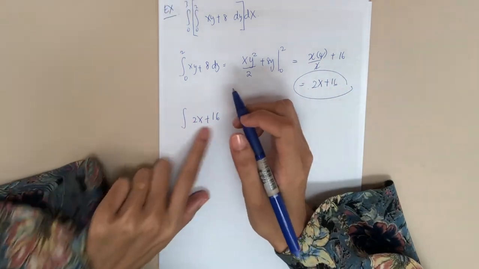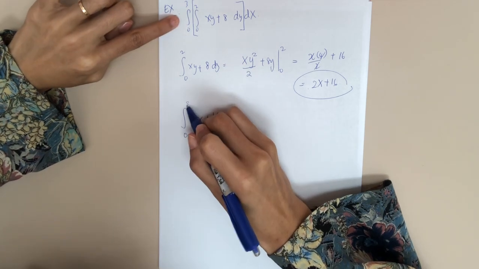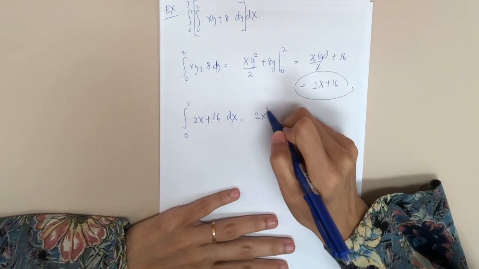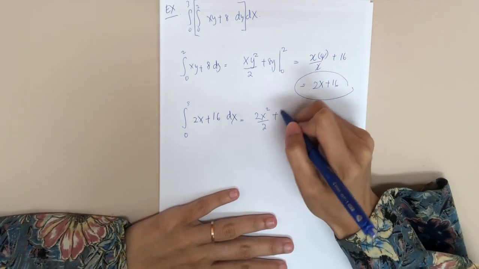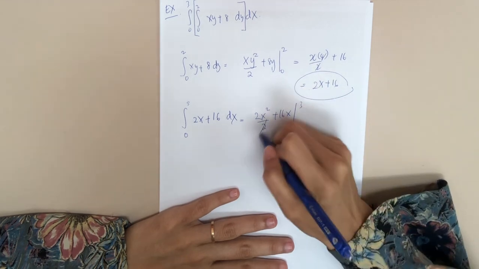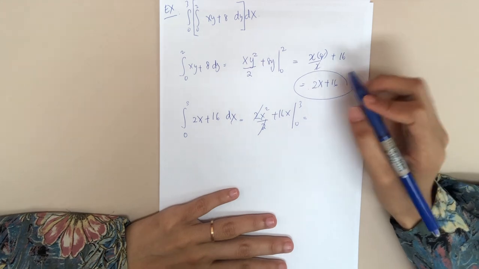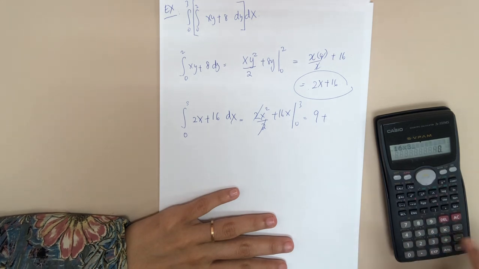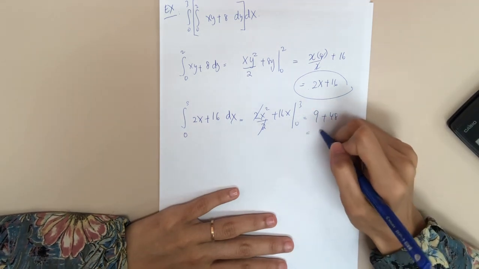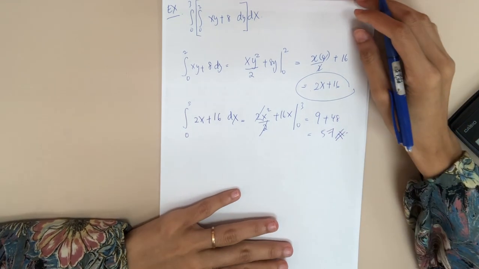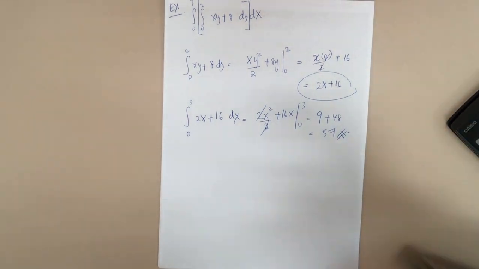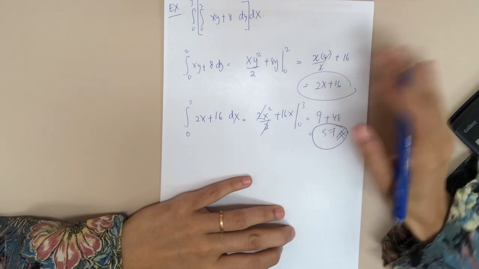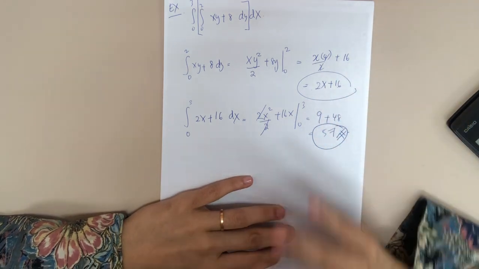So 2x plus 16, and the limit here is 0, 3, and you integrate with respect to x. You will get x square over 2 plus 16x. Substitute 0, 3: x square 3 is 9 plus 16 times 3 is 48. So the total here is 57. The final answer is 57. It must be numbers. You cannot have another variable, tak boleh ada x or y dah.